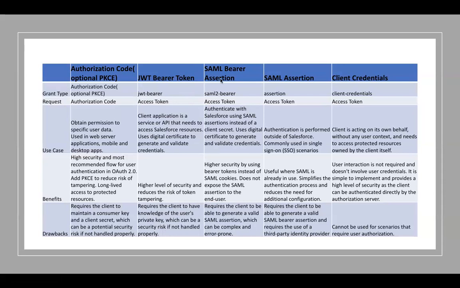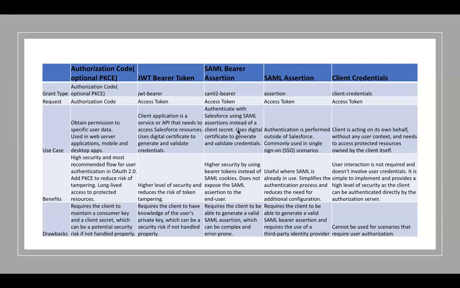The next one, and I have them very close to each other because it's very similar, is called the SAML bearer assertion flow. Your grant type for this one is SAML2 bearer. And again, you're going to be exchanging your SAML bearer for an access token. This is when you're going to be authenticating with Salesforce using SAML assertions instead of a client secret.